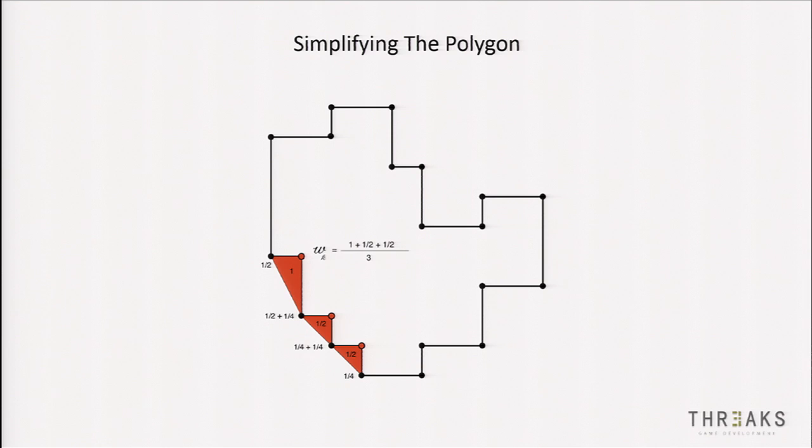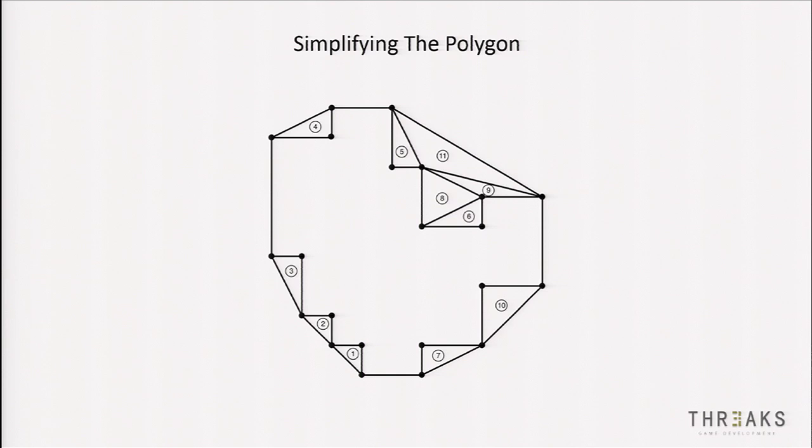So if we do this, we get something like that. And we see we have all our vertices we can kick out, summed up, and we have them in a separate list. So if we want to simplify the polygon, we just kick out the first one, then the second one, the third one, the fourth one. And if we do this often enough, we have our convex hull, and that's how easily we can simplify the polygon.